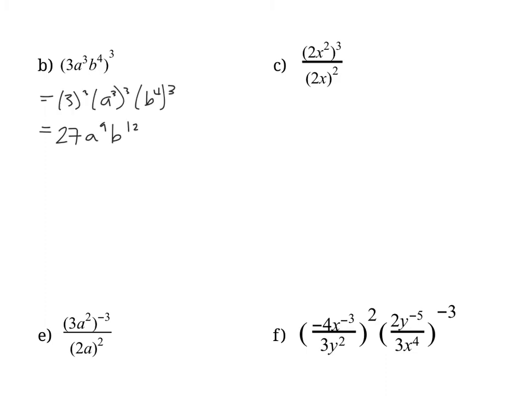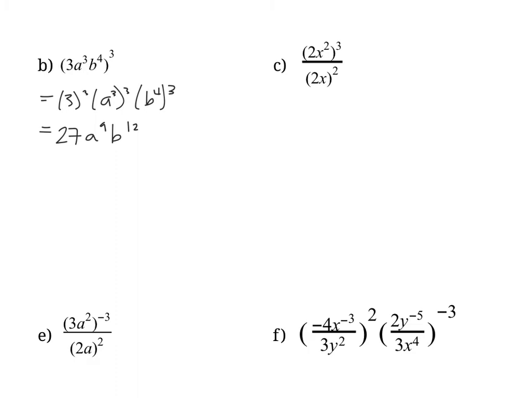Okay, so if you finished your example, you should have this. We've taken all of the products, or every part of this, all the factors, 3, a to the power of 3, and b to the power of 4, and raised them all to the power of 3. So we'll get 27, 3 to the power of 3. A to the power of 9 is a cubed, all cubed, and b to the power of 12 is b to the power of 4, all to the power of 3.